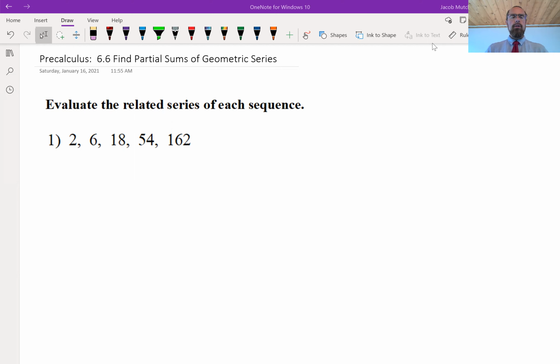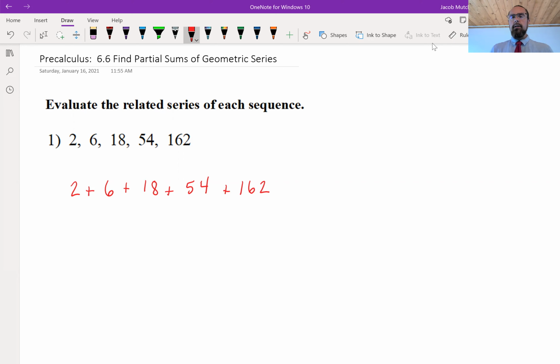Our first example here gives us a sequence 2, 6, 18, 54, and 162. And what we want to do is evaluate the related series of this sequence. So remember, the difference between a sequence, which is just a list of numbers, and a series really involves an operation. A series is really a sum. So if I were to write the associated series to the sequence, it's 2 plus 6 plus 18 plus 54 plus 162.